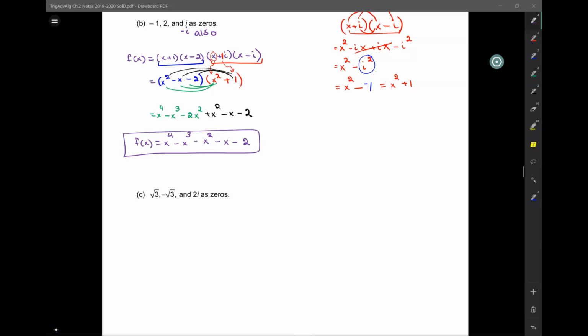Let's do this one. f of x is equal to, all right, I have my zeros, root 3, negative root 3, 2i, and what else do I need to add? Negative 2i. So I have x minus root 3, x plus root 3, x minus 2i, x plus 2i.